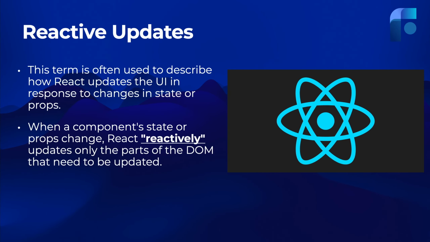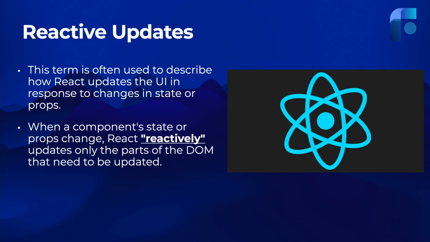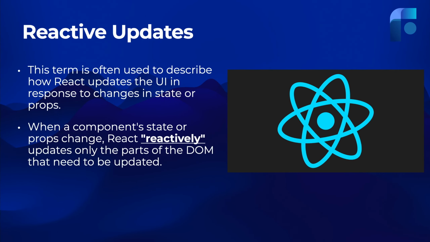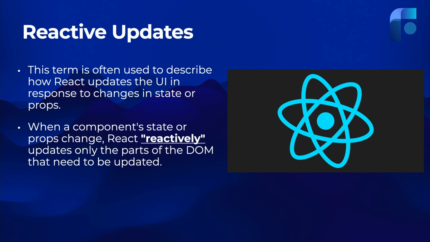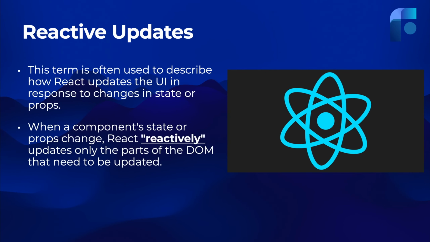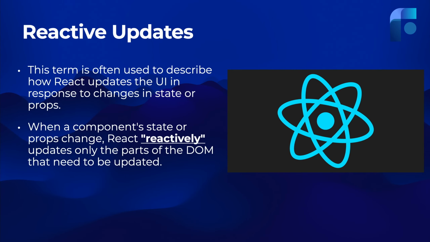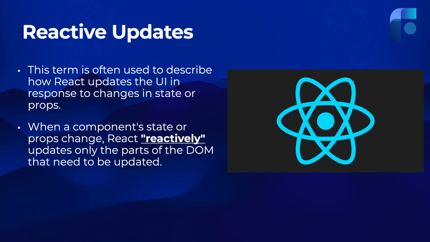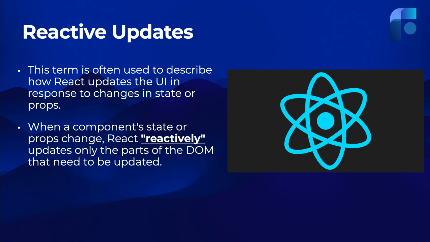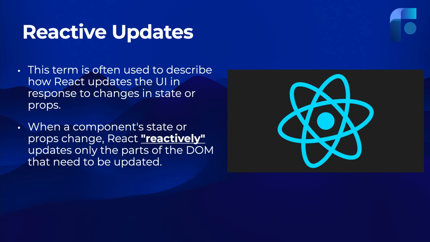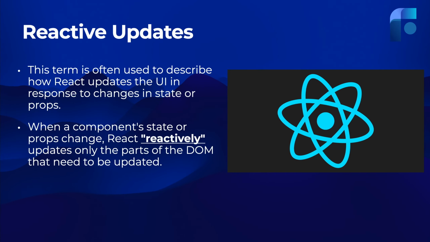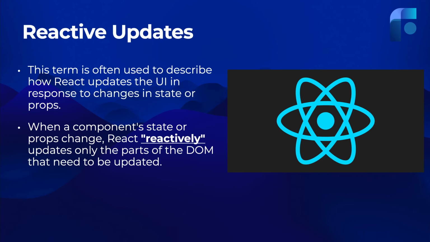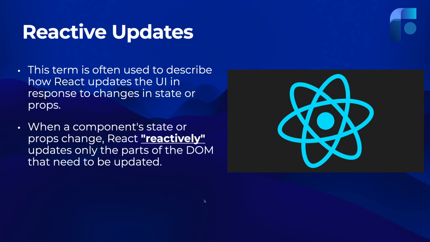And that brings us into the final bit about React, which is its reactive updates. So this is right at the end of the process. This term is often used to describe how React updates. Now, reactive updates is the term that is basically used to describe how the UI responds to changes in state or properties, or as we know in React, props. And when a component state or props actually change, React then reactively updates only the parts of the DOM that need to be updated, hence the reactive update.